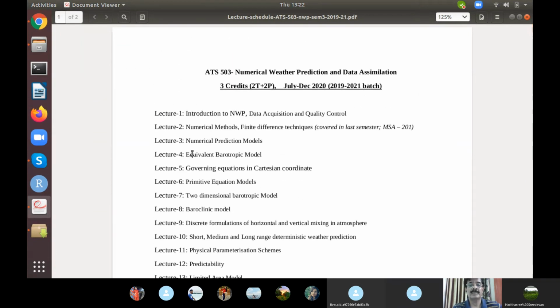Okay, so now in lecture 1, it says Introduction to NWP, Data Acquisition and Quality Control. We shall talk more about that in our next class, because today's class is almost going to end. Then numerical methods, finite difference techniques. Now this you have already studied in your last semester, right? Yes, exactly. You already studied the numerical methods, that is finite difference, finite element, spectral, etc.